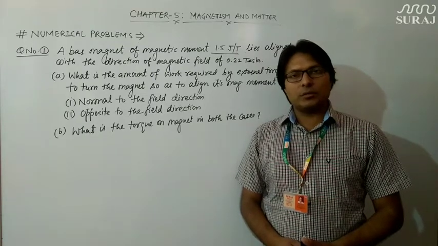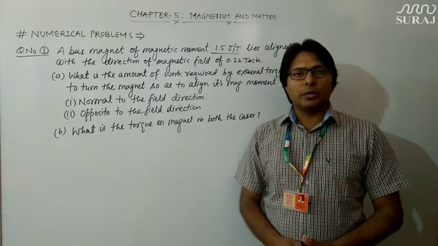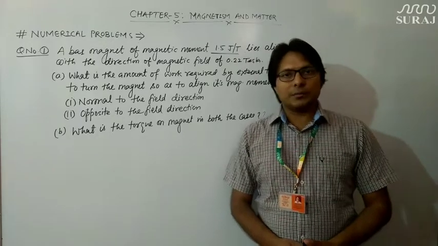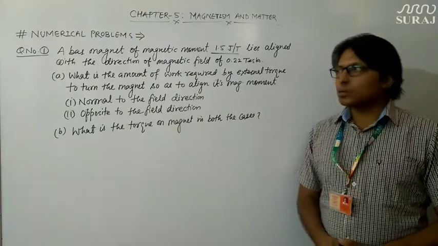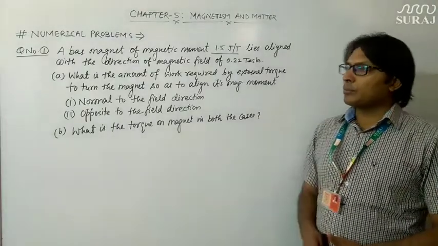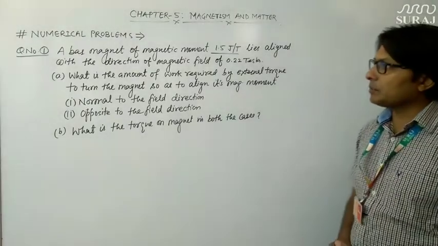Today in this video we are going to discuss the numerical problems on chapter 5, that is magnetism and matter. So the first problem I have taken from NCERT. This is a very important problem.